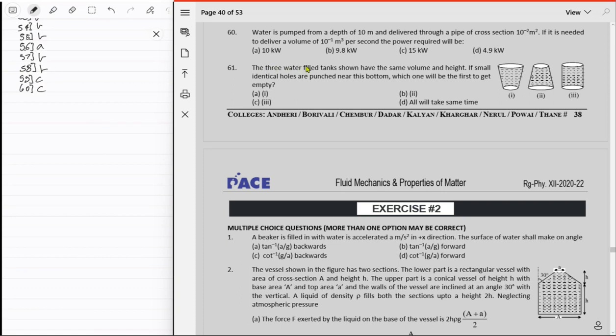The three water filled tanks shown have the same volume and height. If small identical holes are punched near the bottom, which one will be the first to get empty? Okay, this will happen and this will happen and this will happen. Okay, fine. Right, so it's compared to that actually.